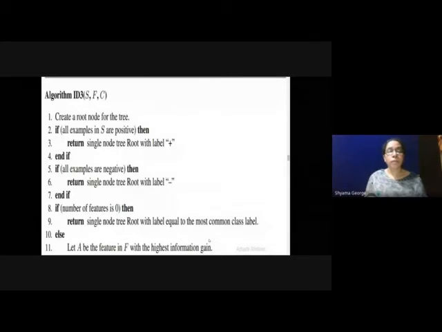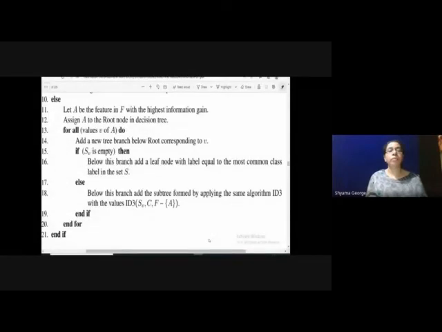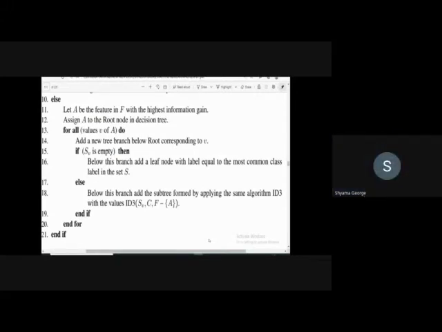If the number of features is 0, then also we can stop. That means return a single node tree with the label equal to the most common class label. Else, we have to do these steps. That is, we have to find the feature with the highest information gain. Let A be the feature in F with the highest information gain, and assign A to the root node in the decision tree.